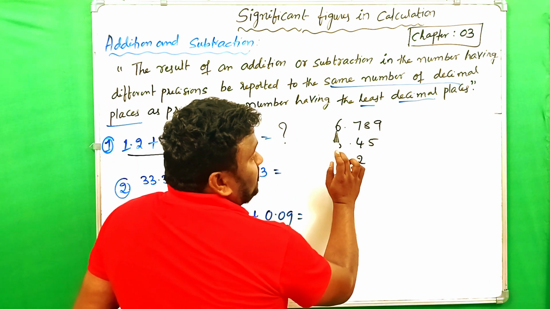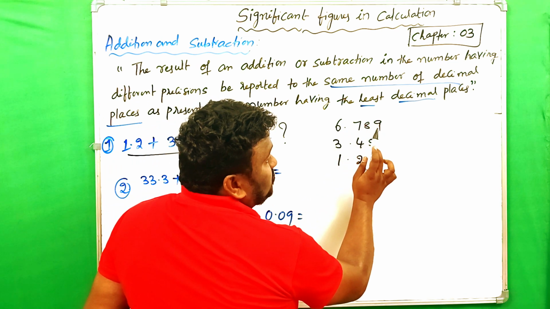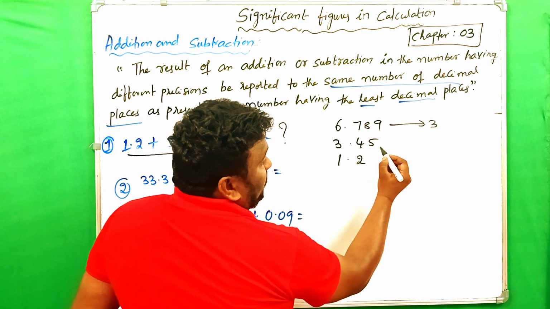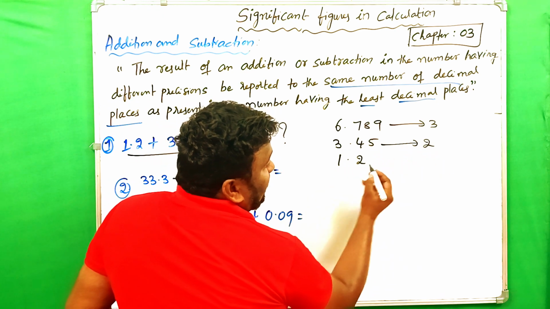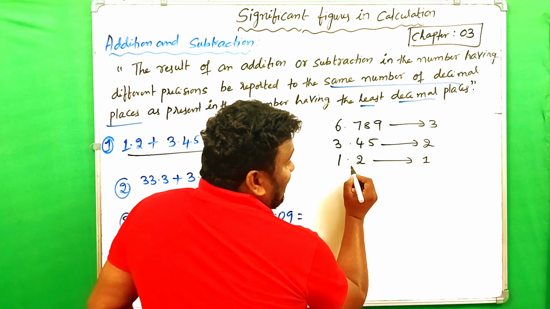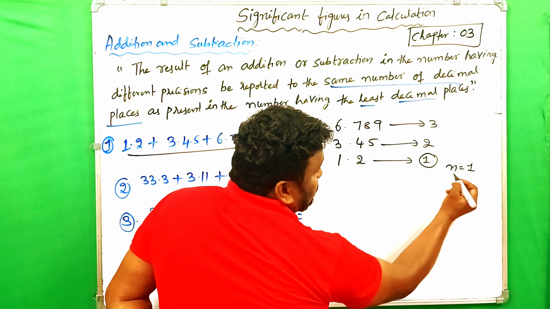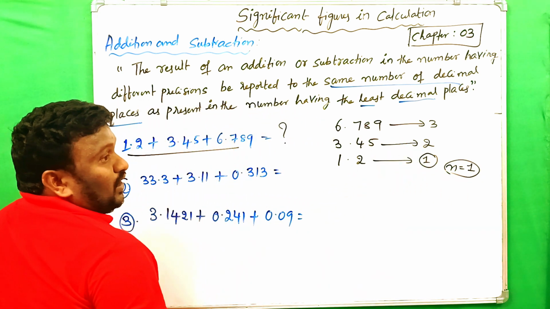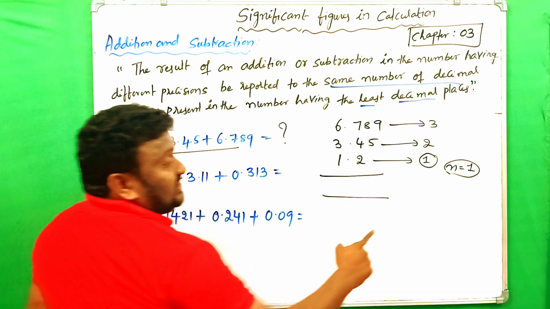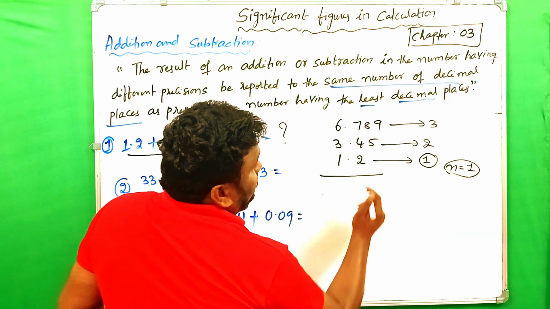First you have to observe this number 6.789. After the decimal point, how many numbers are there? 1, 2, 3. So how many decimal places? 3. Here 3.45, how many there? 2. Here 1.2, how many here? 1. So now you have to select the least decimal place value, that is what? 1, and that should be taken as n equals 1. After adding all these numbers, the result is going to be rounded to the same decimal place value, 1. Clear?